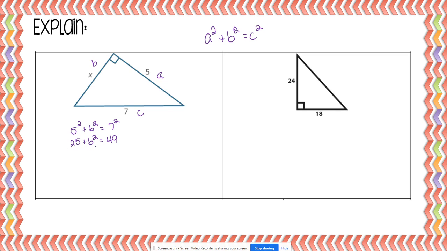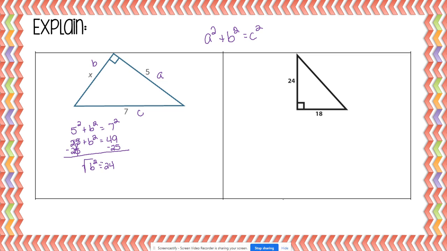Now again, I need to get b by itself, so I need to get rid of my 25 first. So I am going to subtract 25 from both sides of my equation. My 25s will cancel to leave me with b squared equals, and then 49 minus 25 gives me 24.